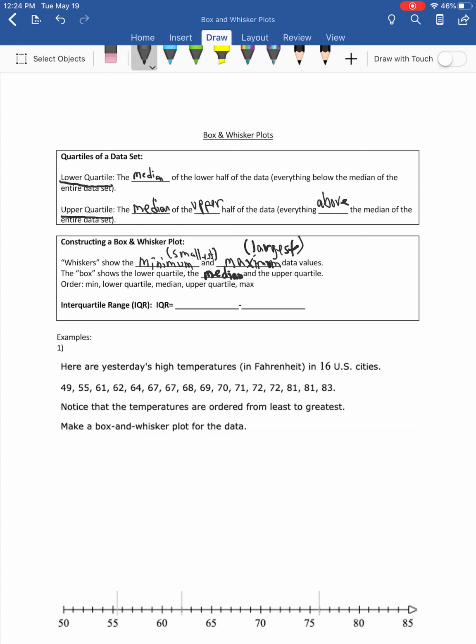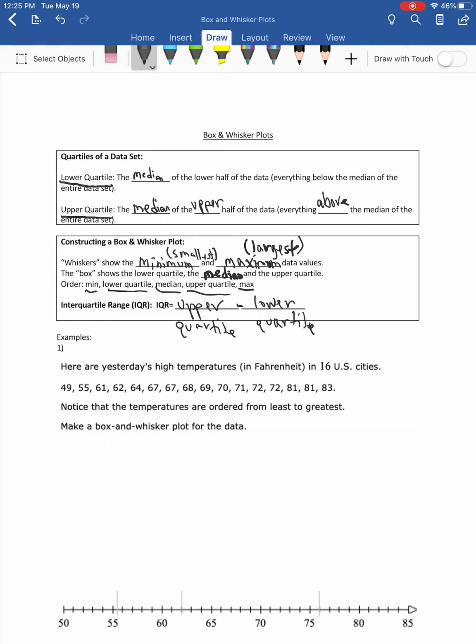Okay, and the order of our box and whisker plot goes like this. The minimum first, then the lower quartile, then the median, then the upper quartile, then the maximum. And what you also have to know, the interquartile range, the IQR, is the upper quartile minus the lower quartile.